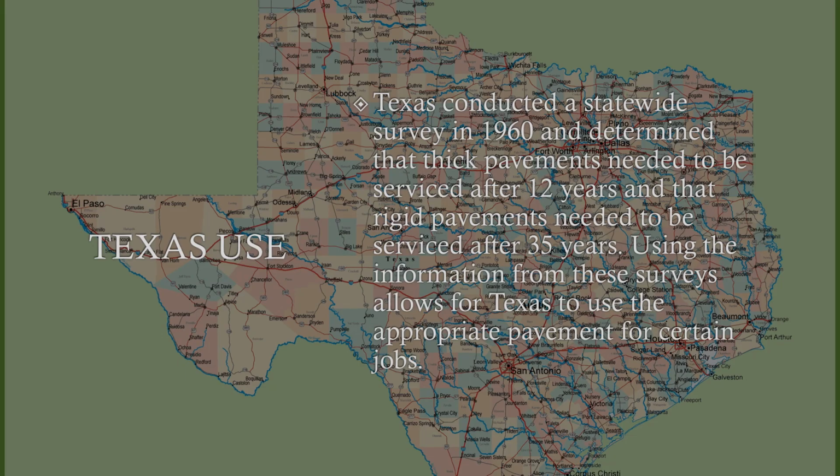So, life cycle cost analysis for Texas. Texas conducted a statewide survey in 1960 and determined that flexible pavements need to be serviced after 12 years and that rigid pavements need to be serviced after 35 years. Using the information from these surveys allows Texas to use appropriate pavement for the certain jobs that they have.